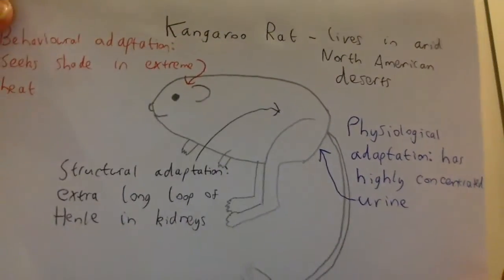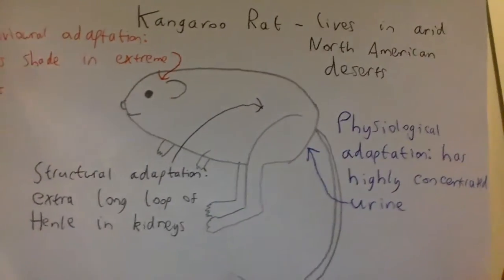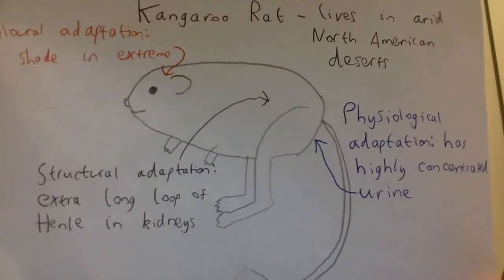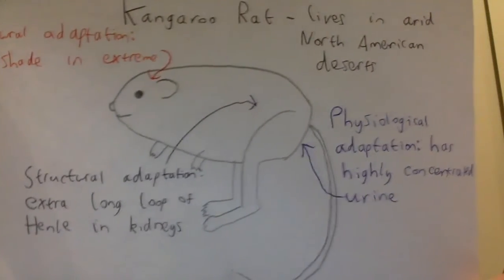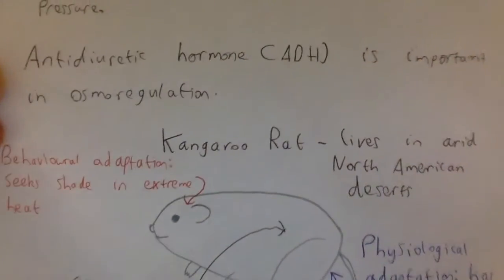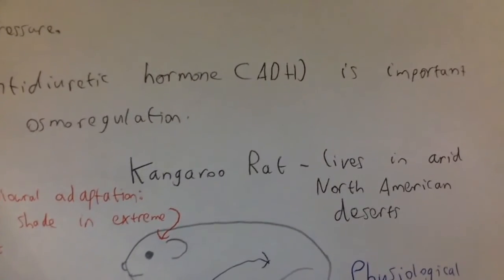They've also got a physiological adaptation linked to the structural one. They produce highly concentrated urine, so lots and lots of salts and urea, not a whole lot of water, so they keep more water in their body. And as a behavioural adaptation, I've just put in that they seek shade in extreme heat. Those things linked together all make the kangaroo rat really well adapted to its environment in dry desert plains in North America.